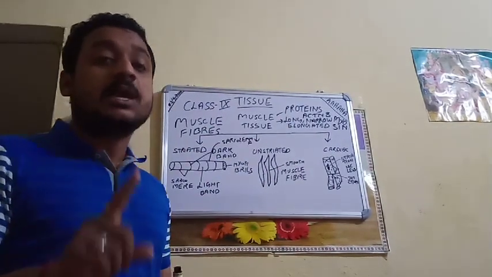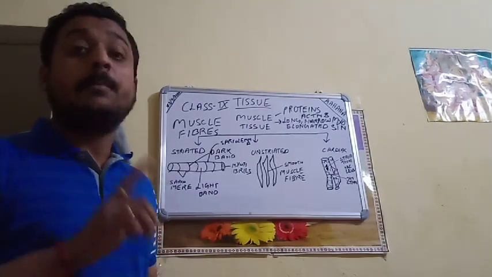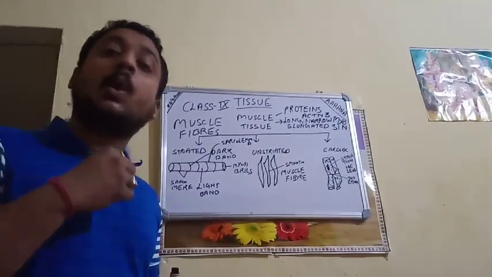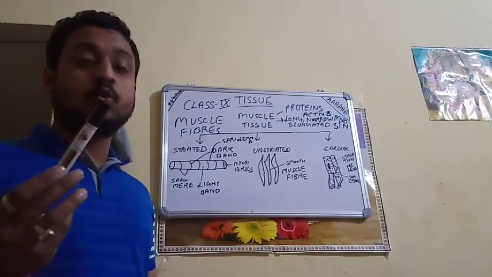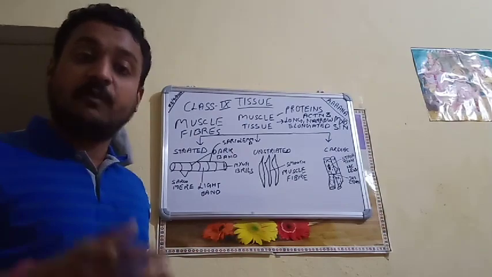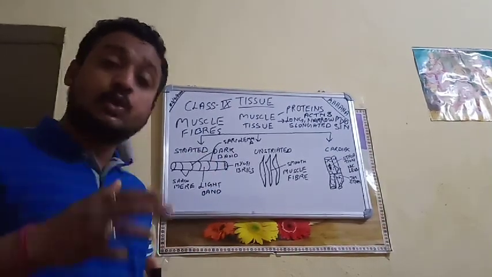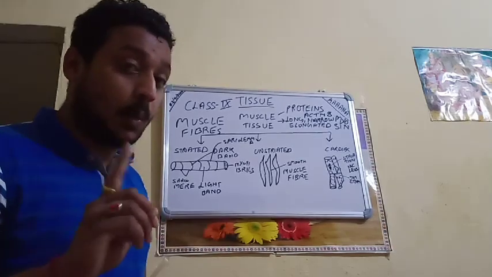Now, striated muscle is also known as voluntary muscles. Why are they known as voluntary muscles? Because they are in our own will. For example, I want to throw this pen, it is in my will. I want to walk, I will walk with my leg. I want to swim. If I want to swim, then only I will swim. Otherwise, no one can make me do so.